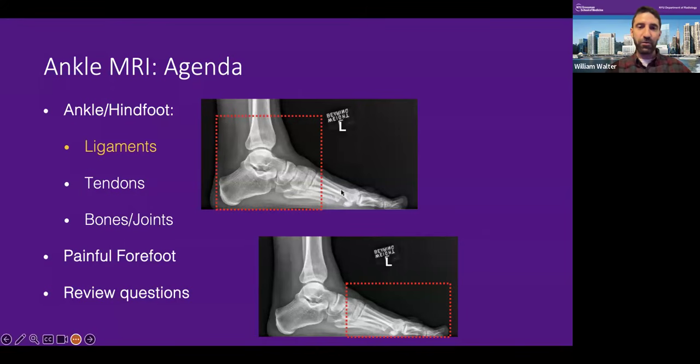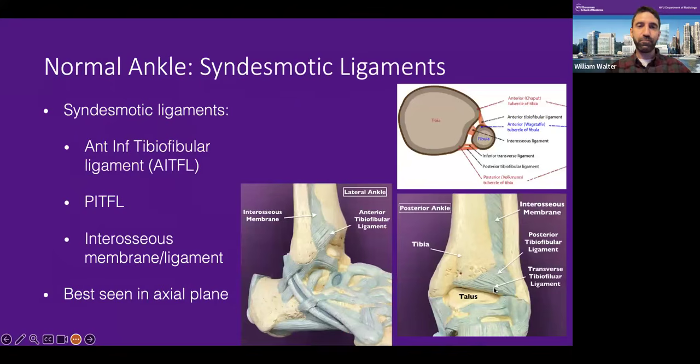So we usually do not image the entire foot in one field of view. This can really hinder our signal to noise ratio and our spatial resolution for these small structures. So these are the relevant fields of view at many institutions, where we image the hindfoot all the way up through the Lisfranc joint in one set of images, and then the forefoot on its own.